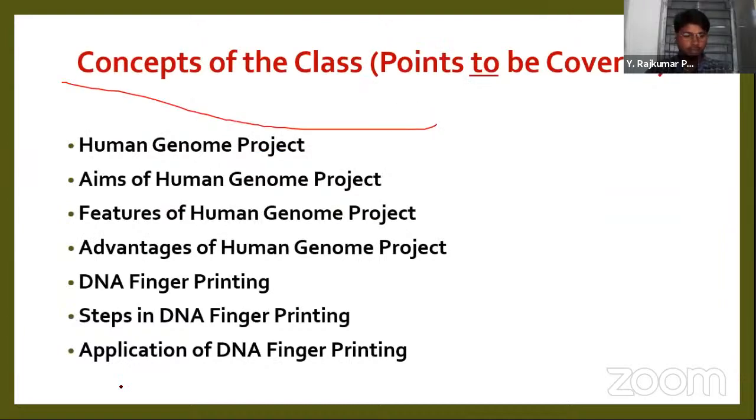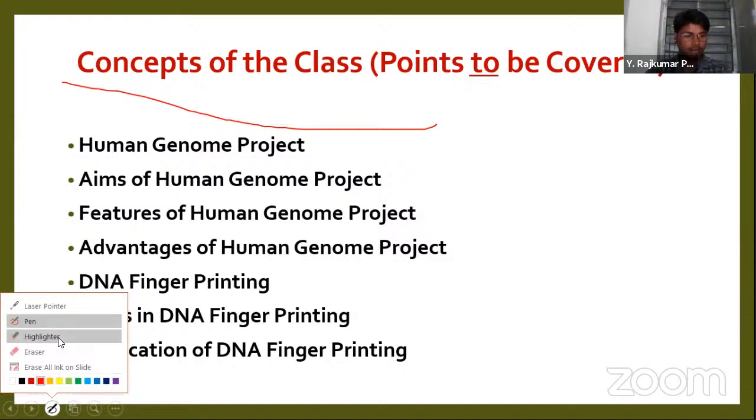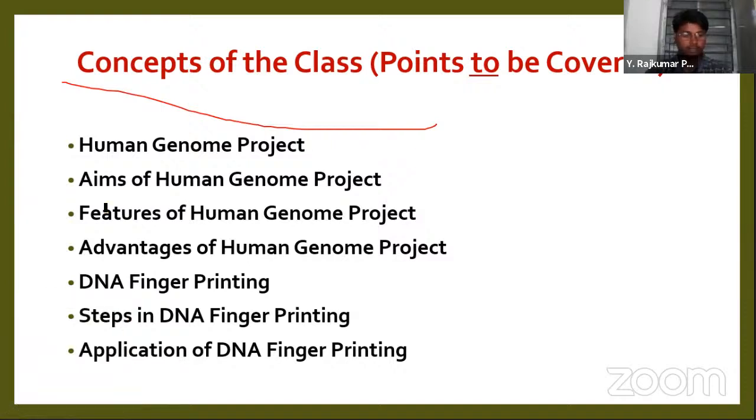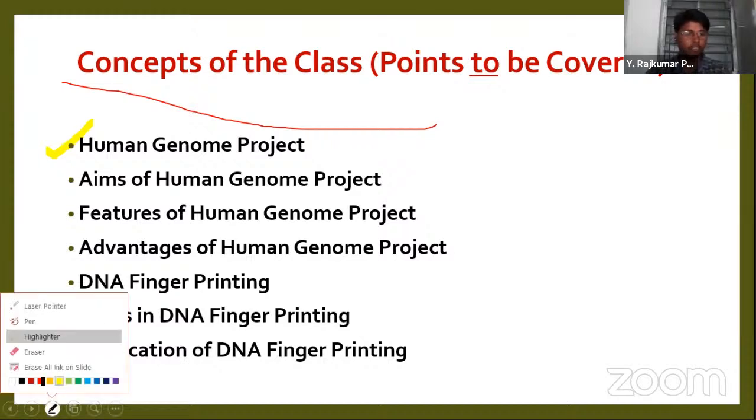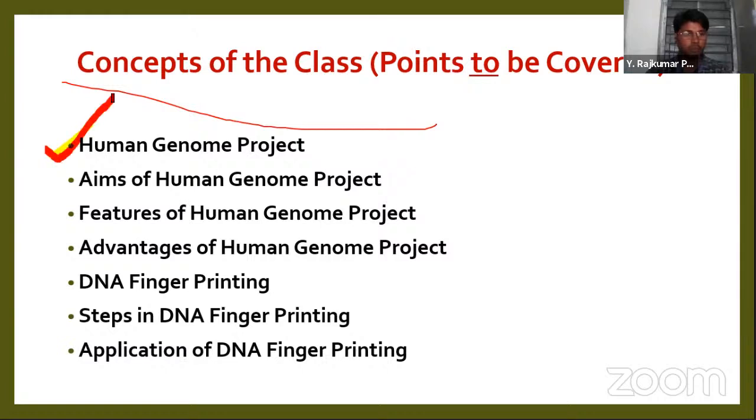Let's know what are the different concepts that we are going to cover from this chapter. In this class, mainly we are going to study two concepts, that is the Human Genome Project, and the second one is DNA fingerprinting. Under the Human Genome Project, we will be learning about the aims of the Human Genome Project, features of it, and advantages and applications of the Human Genome Project.